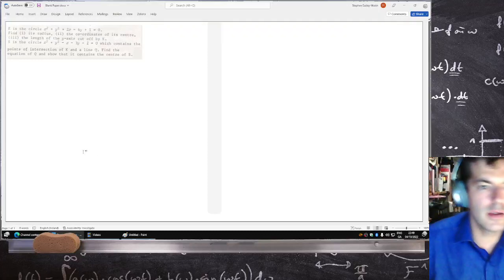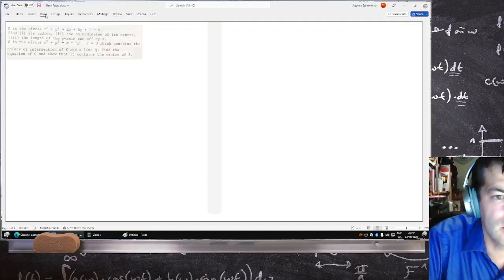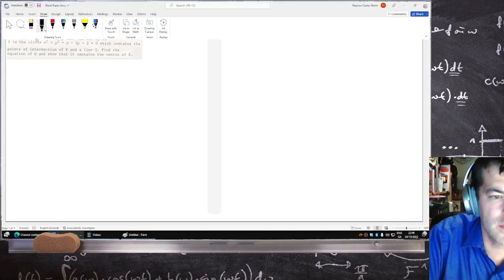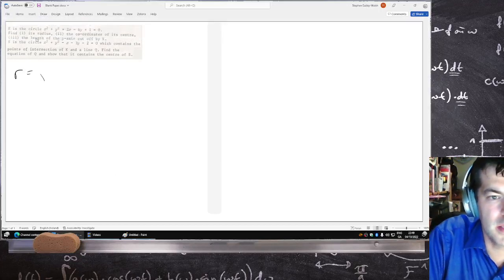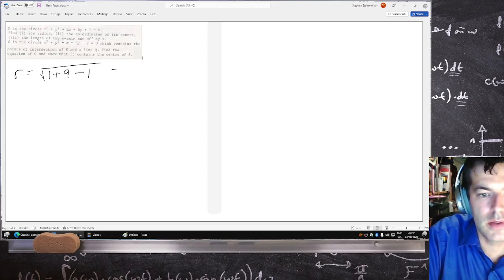Okay, let's see. We've got that circle. Find its radius. Okay, that's pretty straightforward. Its radius would be square root of 1 plus 9 minus 1, which is 3. The coordinates of its center would be at minus 1 and 3.